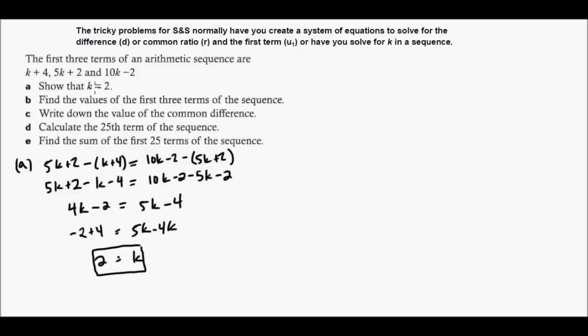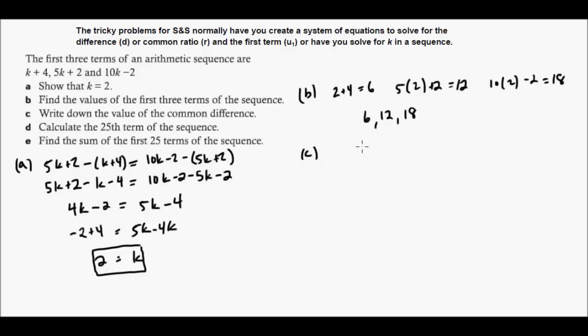Now, if you don't really get that part, you can actually still do the rest of the problem because they tell you what k is. So when they say for part B that they want you to find the values of the first three terms, we'll just plug it in. We have 2 plus 4, which is 6, and then 5 times 2 plus 2, which is 12, and then 10 times 2 minus 2, which is 18. So our first three terms are 6, 12, and 18. And then what do they say for C? Write down the value of the common difference. Well, obviously it's going to be 6 because 12 minus 6 equals 6.